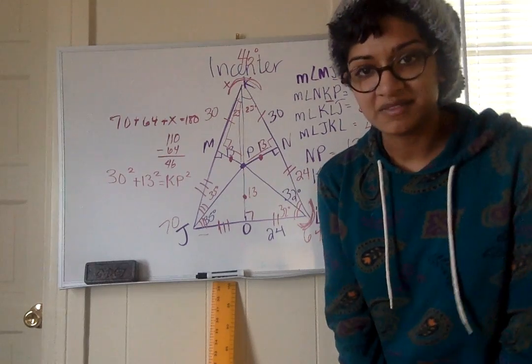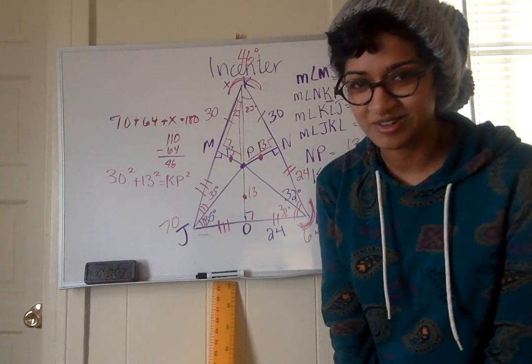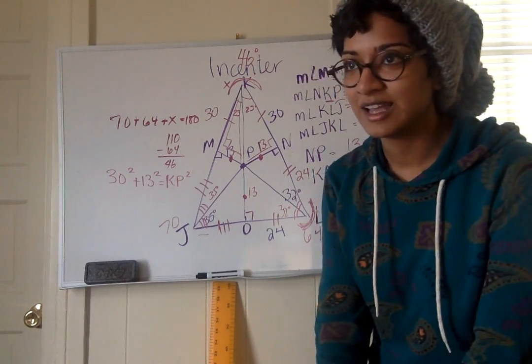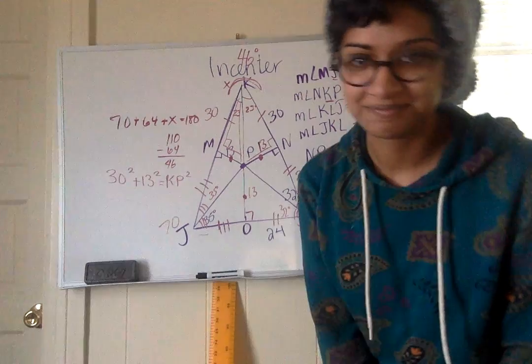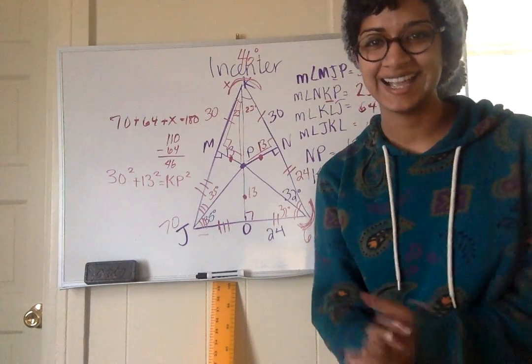Okay, I'll leave you guys with a math joke, a bad math joke. What do you call two L's in a row? Parallel. Ha ha ha ha.